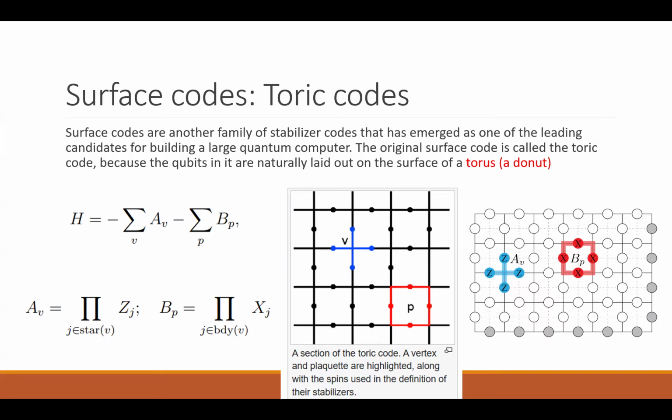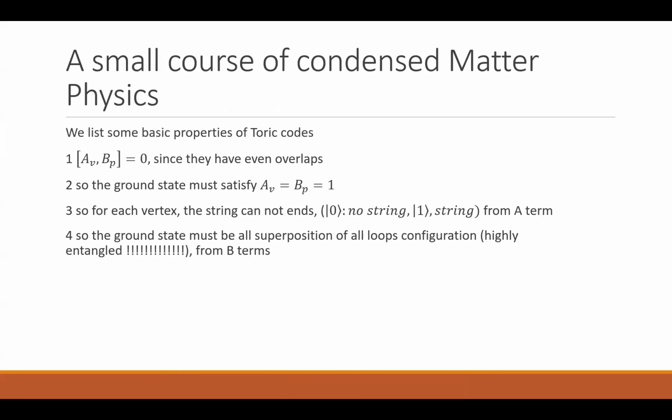Okay, let me just try it. Let me talk about some properties. The vertex and plaquette terms commute. Since they all commute, the ground state must satisfy all the vertex and plaquette terms having eigenvalue one.